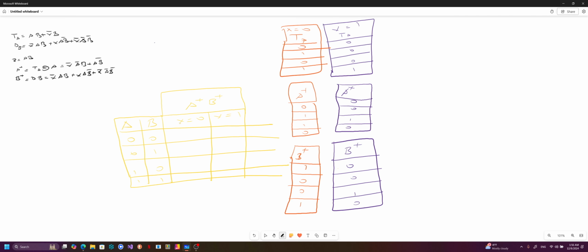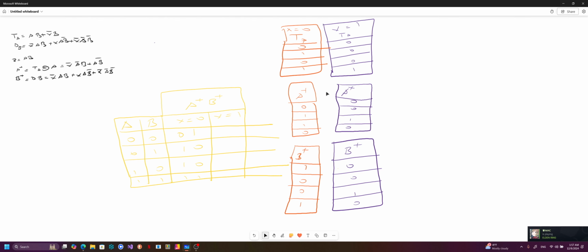So when x is equal to 0, we need the a plus and b plus values next to each other. The first value for a plus is 0 and b plus is 1, so this will be 0, 1. The second value for a plus is 1 and the second value for b plus is 0: 1, 0. Then 1, 0 and 1, 1. Right? So when x is equal to 1, then it changes.